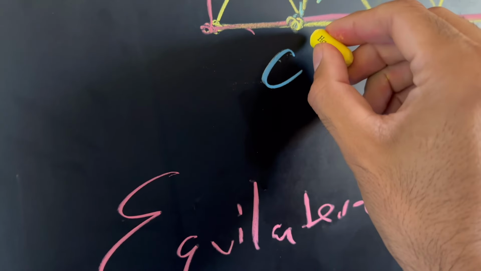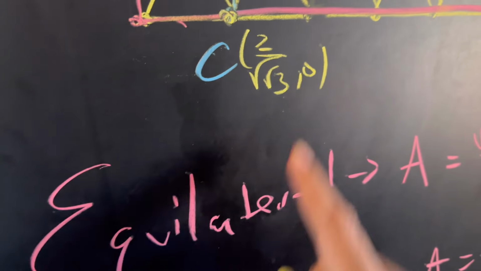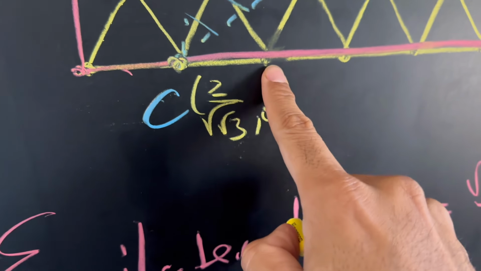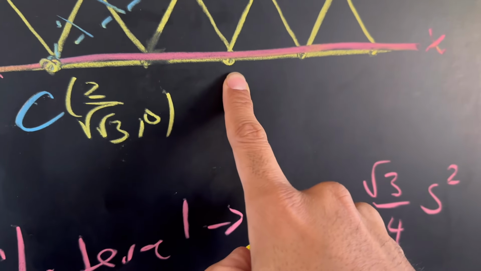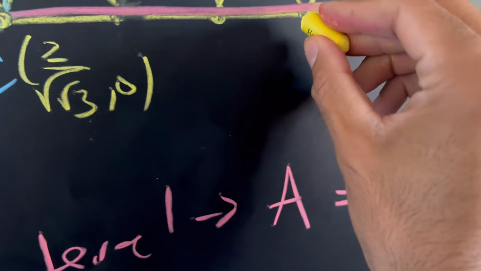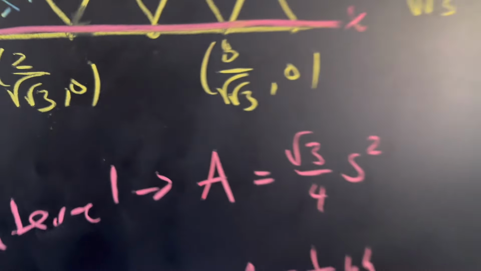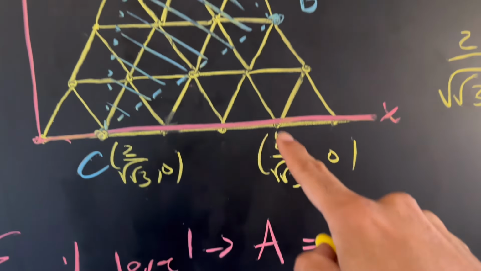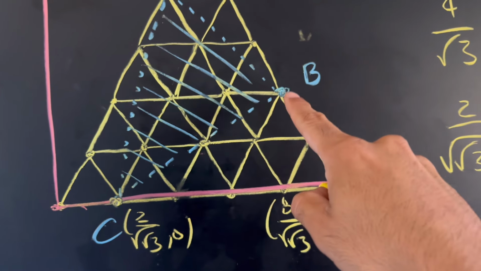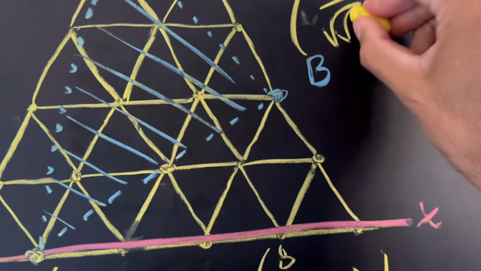So this coordinate right here is 2 over square root 3, comma 0. This is going to be 4 over square root 3. This is 6 over square root 3, and this right here is 8 over square root 3, comma 0. And the reason I'm using this is because this is 8 over square root 3, and that's what the x coordinate for B is gonna be. So we have 8 over the square root of 3.